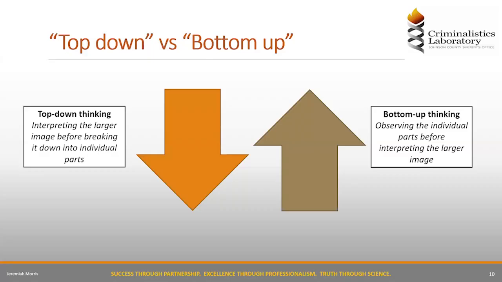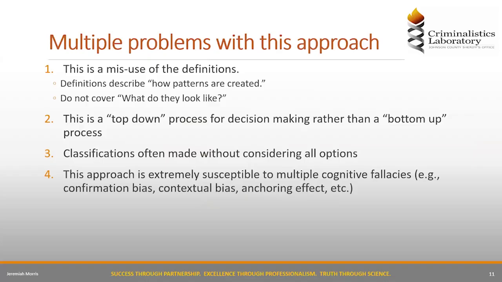And then using that to determine what the larger image might be. So the top-down process is when you're using the definitions to drive the classification. When you also use this, the classifications really are made without considering all options.